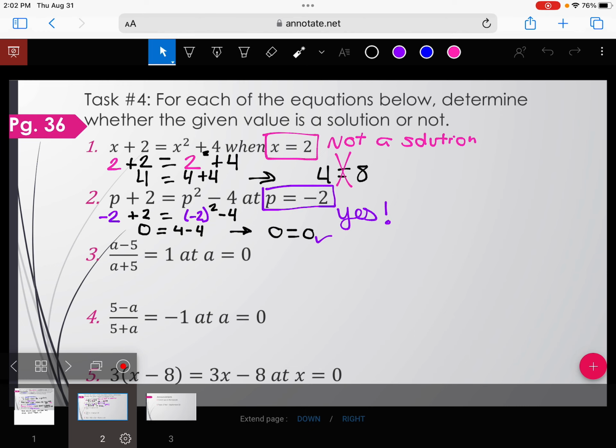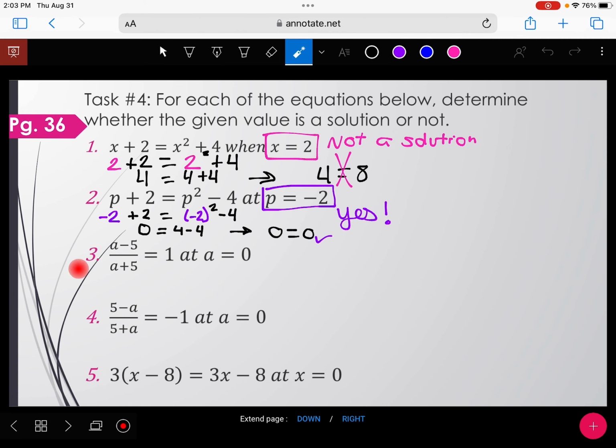Okay, so what do we think? For 3, is this a solution? What do we get for number 3? So does it work at a equals 0? Nope. If you substitute that in, you get all kinds of funky things. And there's a few different ways to do it, which is why I'm not giving you exact numbers on what you should have gotten. There's different ways to process these. It's totally fine if you took a different path than somebody else to test this.